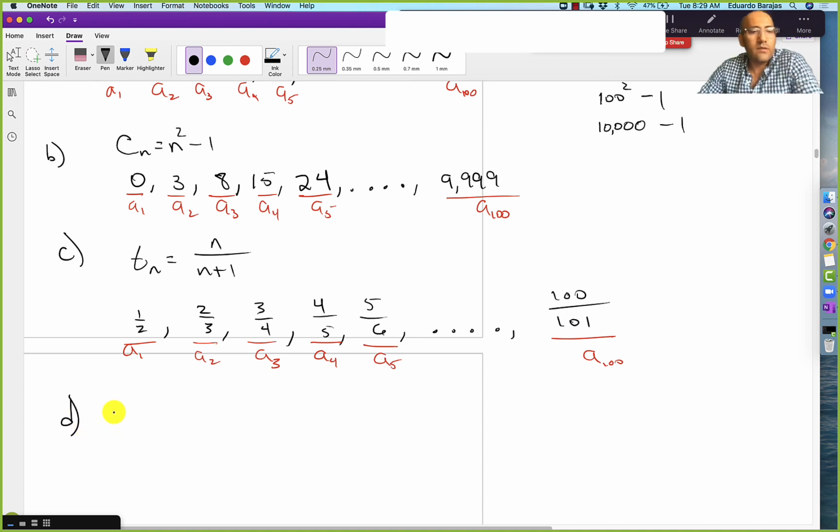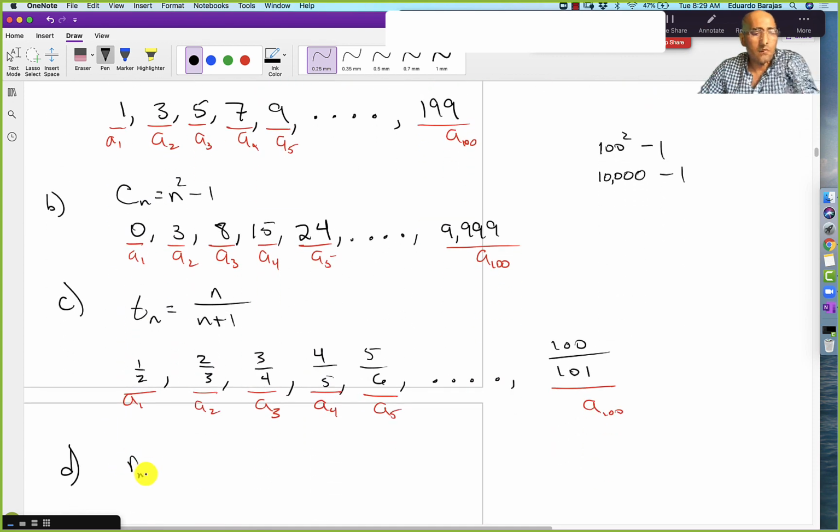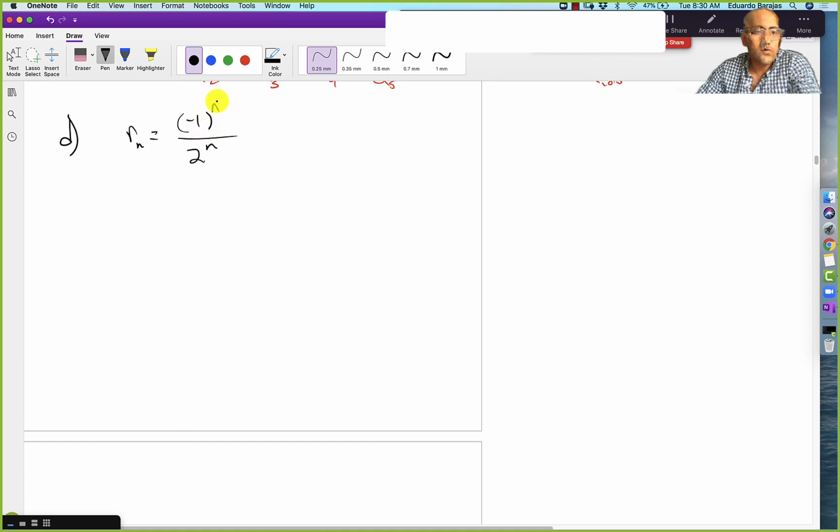Last one, D. The equation was r sub n equals negative 1 to the nth power divided by 2 to the nth power. Good. So we saw that when we put in a 1, negative 1 to the power of 1 was just negative 1, and this stayed as a 2. So the first one on my list was negative 1/2. The second one, negative 1 raised to the power of 2. Negative 1 raised to an even power becomes a positive. So this became 1, and 2 to the power of 2 is 4, so this became positive 1/4.